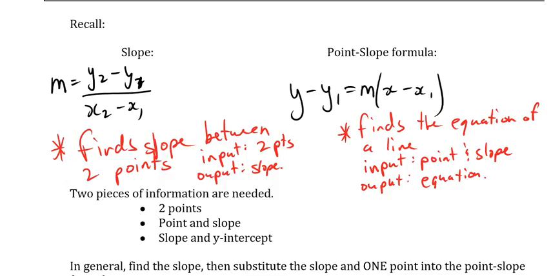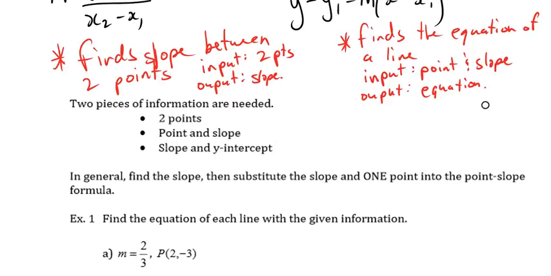And then, so we know the slope, and we know x1, y1. And when we plug that in, we're going to get an equation. Y equals mx plus b, or in standard form, which is what we're going to focus on more. Okay? Okay, so those are the two tools that we're going to focus on using right now to find the equation of a line.